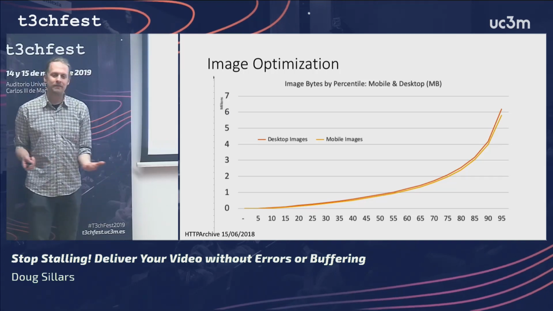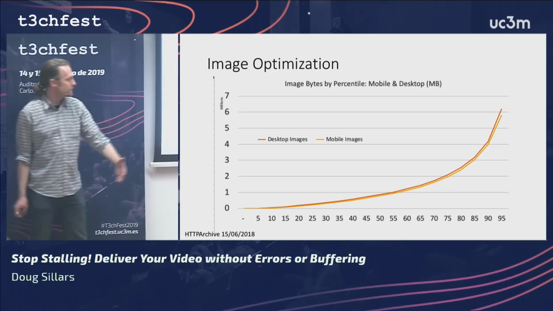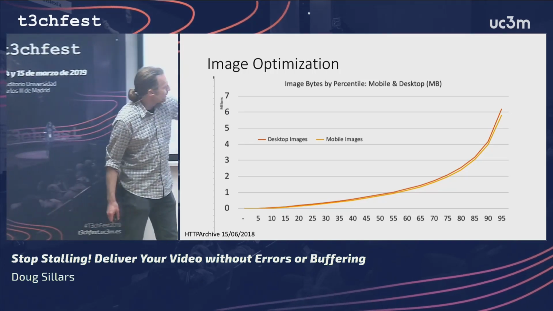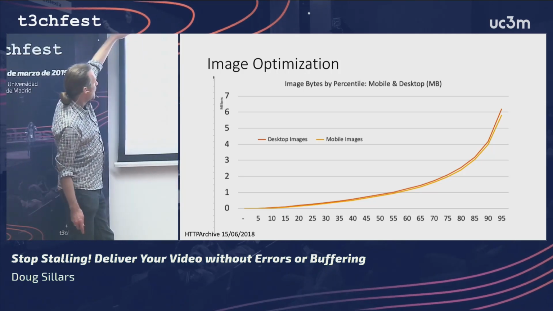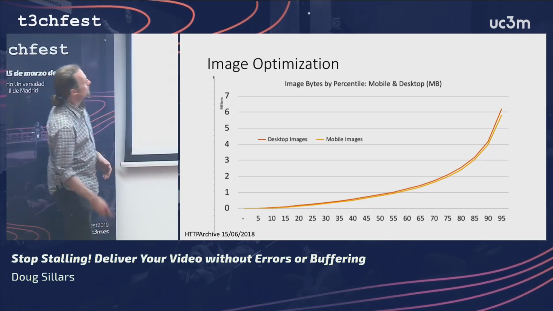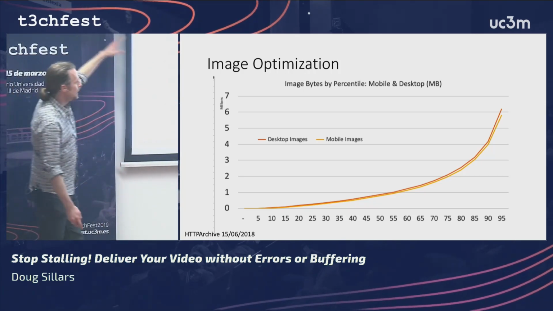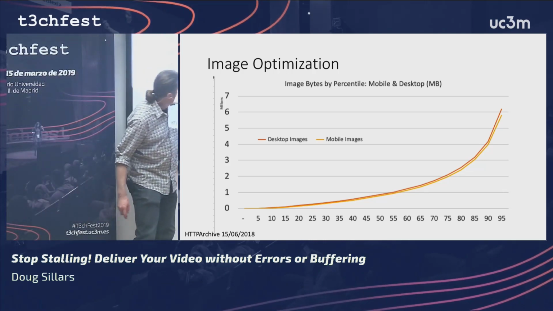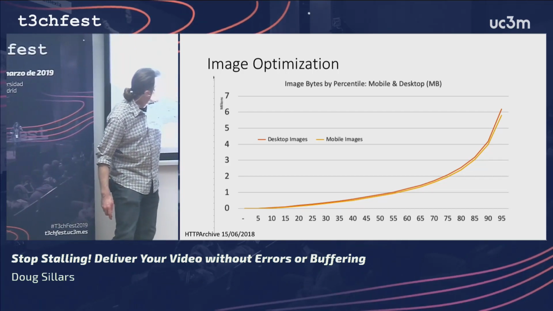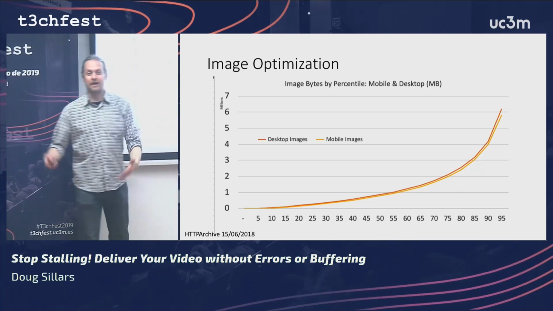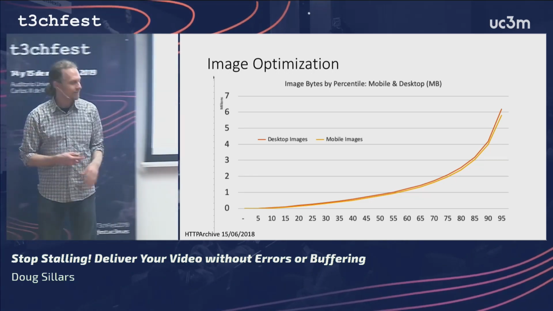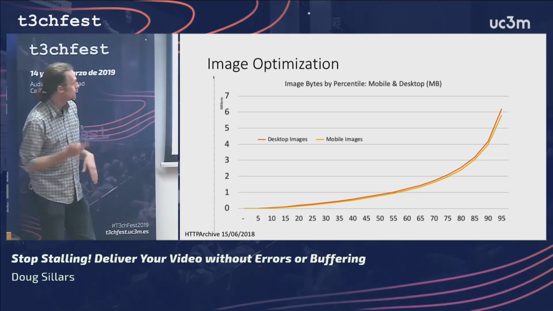So let's look at image optimization on the web, again from the HTTP archive. This is the percentile of websites. This is megabytes of video, or megabytes of images. And you can see in general, we're serving less data to mobile devices than to desktop, as we probably should. It's not a huge difference. It probably should be bigger.